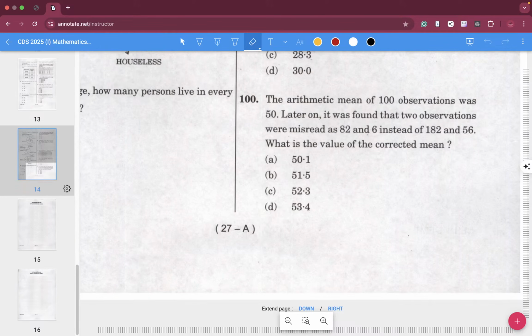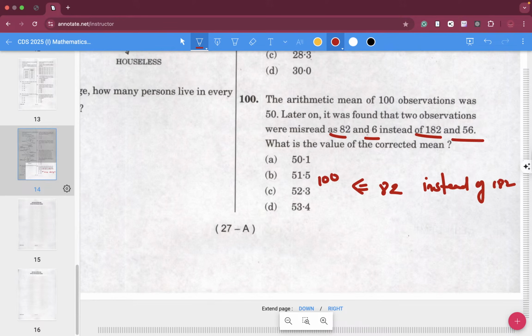The arithmetic mean of 100 observations was 50, so the average of 100 observations is 50. Later on it was found that 2 observations were misread as 82 and 6 instead of 182 and 56. One of the observations was read as 82 instead of 182, which means that 100 was missed from there. And another observation was read as 6 instead of 56.